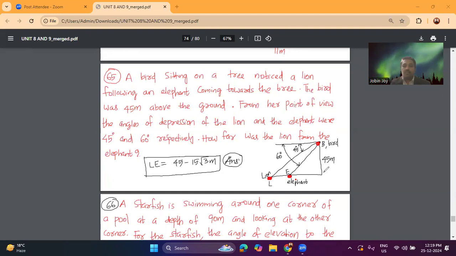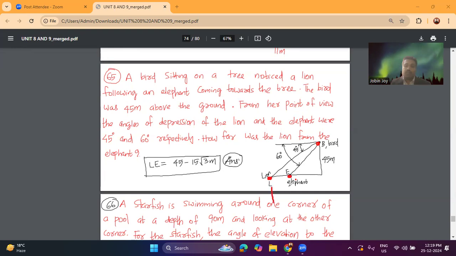The bird was 45 meter above the ground. This height is 45 meter. From her point of view, the angles of depression of the lion and elephant were 45 degree and 60 degree respectively. So the angle of depression of the lion and the angle of depression of the elephant are 45 degree and 60 degree respectively. How far was the lion from the elephant?